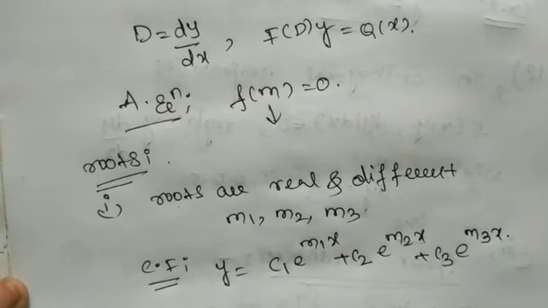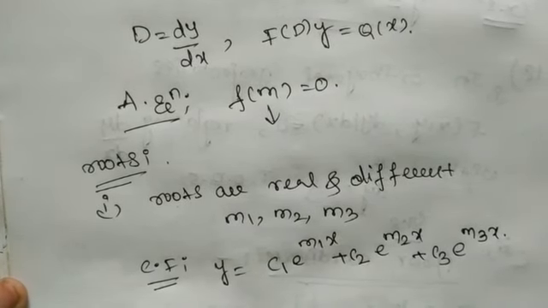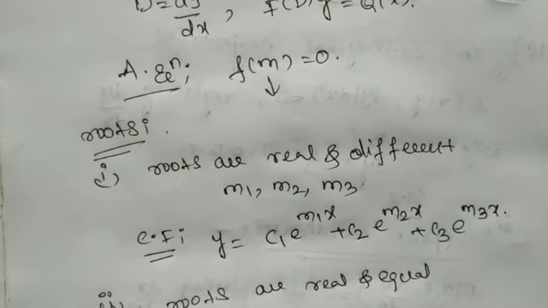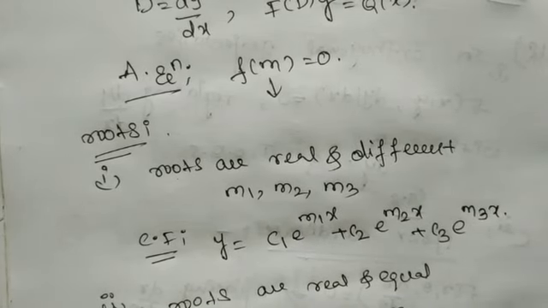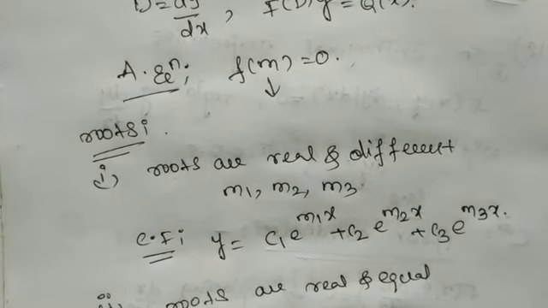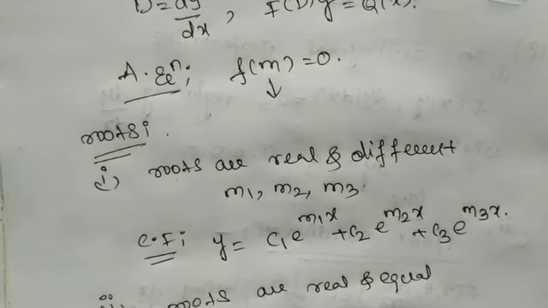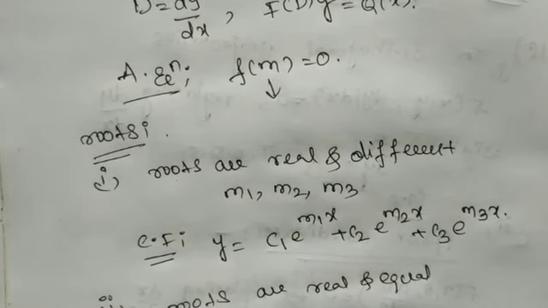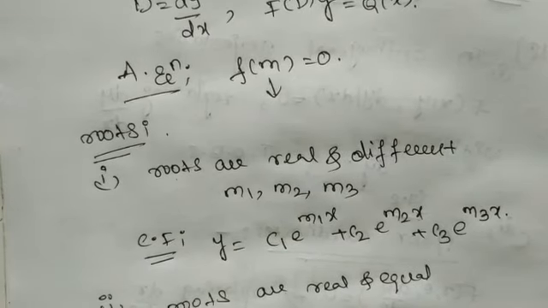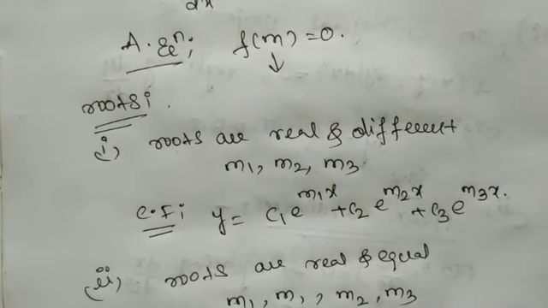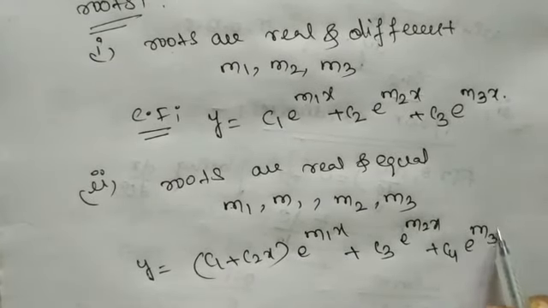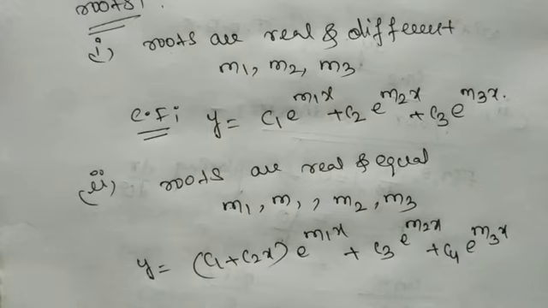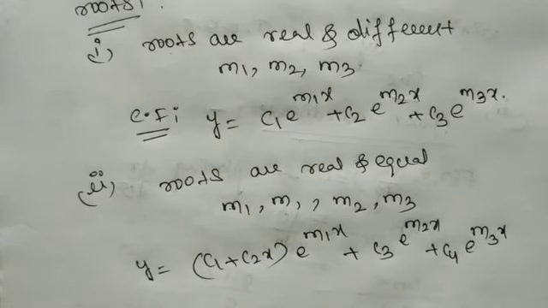So next one, if the roots are real and equal. So that is m1, m1, m2, m3. Therefore y = (c1 + c2 x) e^(m1 x) + c3 e^(m2 x) + c4 e^(m3 x).